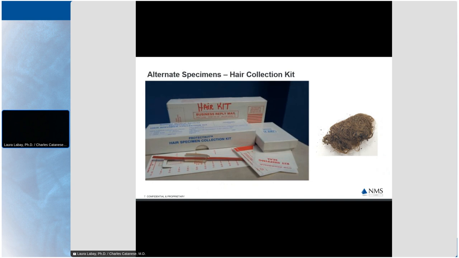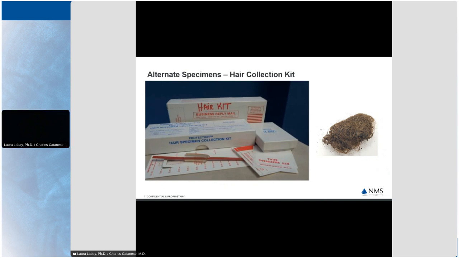We have some kits that are used for alternate specimen types, and a prime example is hair. Hair is probably not needed or collected in every single case, but the hair matrix can help demonstrate repeated use of a drug prior to death, or sometimes hair, depending upon the state of the body, may be the only sample that's available for testing. So hair samples, where possible, should be collected using the hair kit.